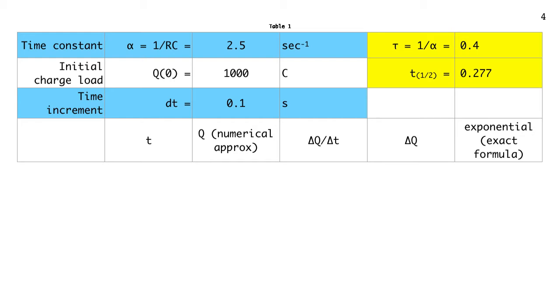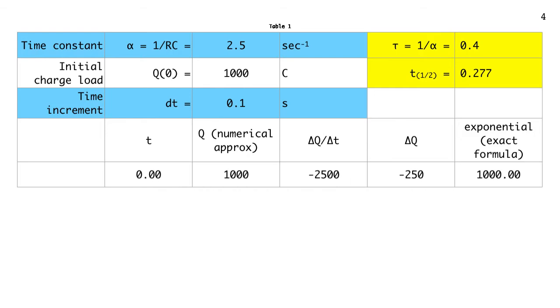So the third column is going to be the numerical approximation, and the sixth column is going to be the exact formula. All right, so let's go to it. Let's put in the initial conditions. At time t equals 0.00 seconds, I've got a capacitor with 1,000 coulombs, and my time constant's 2.5.